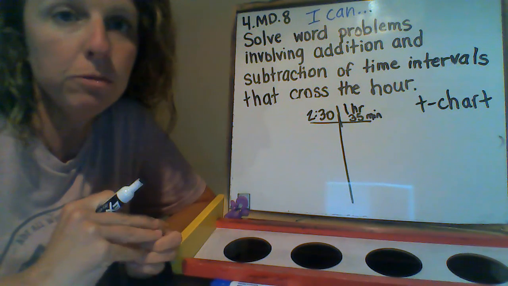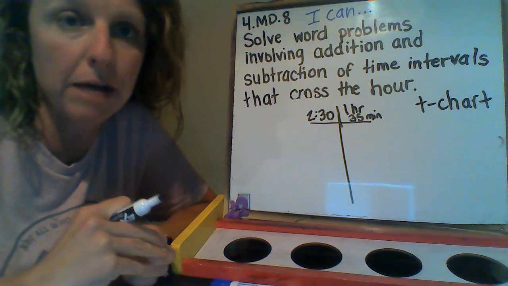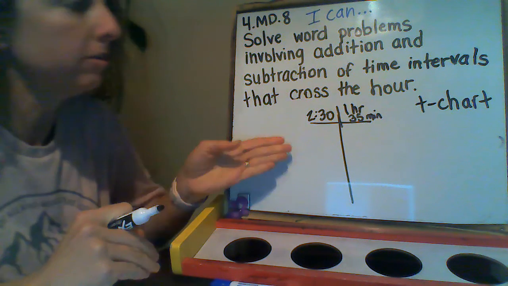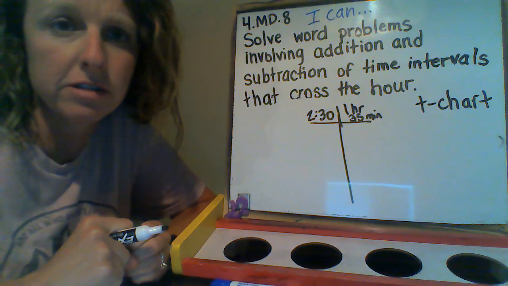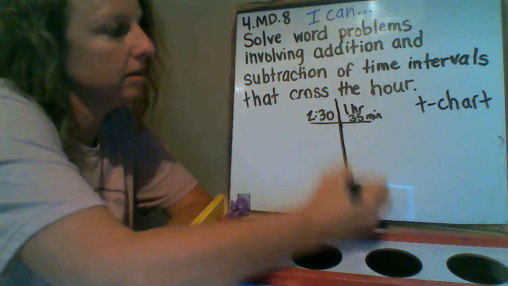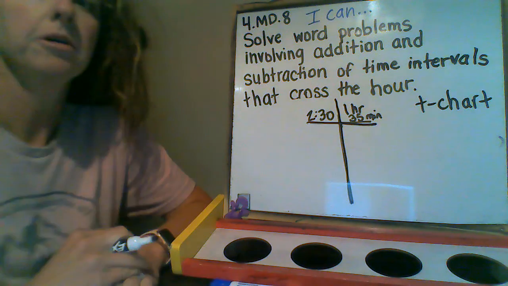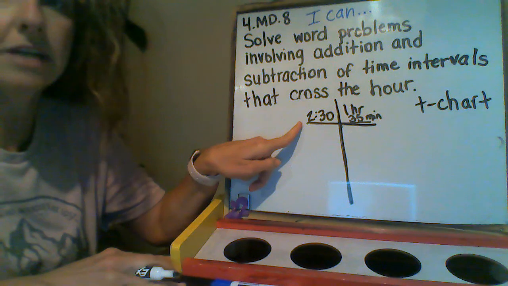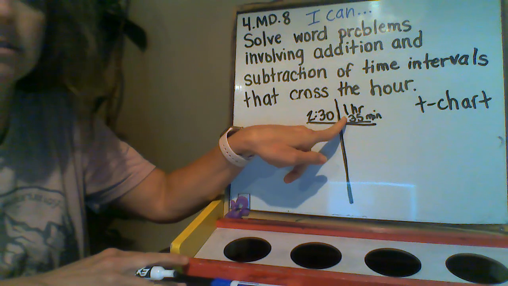Let's look at one more strategy that you can use to solve elapsed time word problems. This is called a T-chart. Some of you liked to use this last year. Again, we call it a T-chart because it looks like the letter T. So I'm going to put my start time here and then put the elapsed time here.